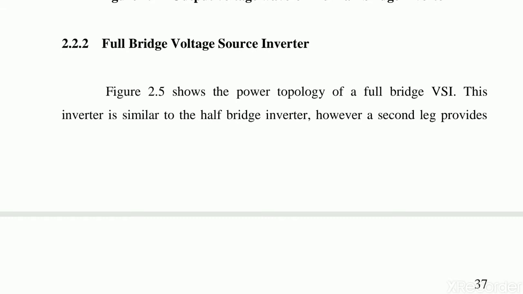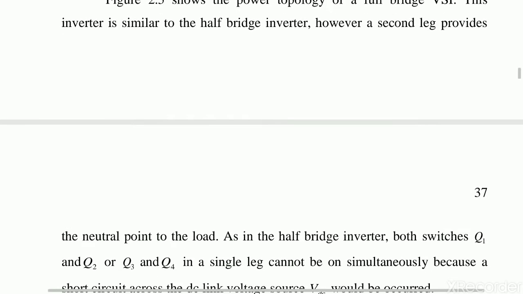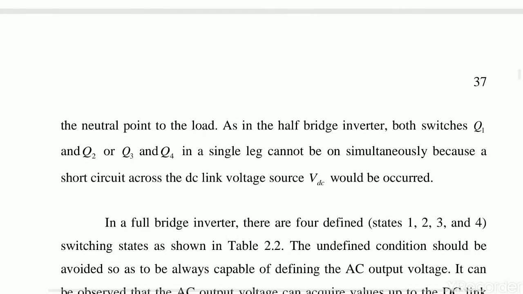So the figure shows the power topology of a full bridge voltage source inverter. This inverter is similar to the half bridge inverter. However, a second leg provides a neutral point to the load. As in the half bridge inverter, both switches Q1 and Q2, or Q3 and Q4, in a single leg cannot be on simultaneously because a short circuit across the DC link voltage source would occur.